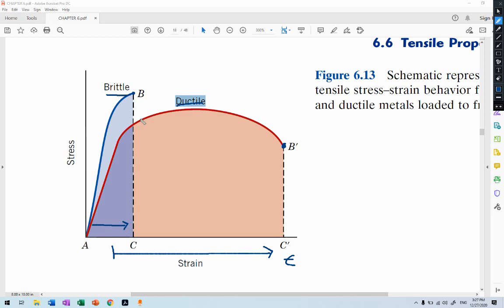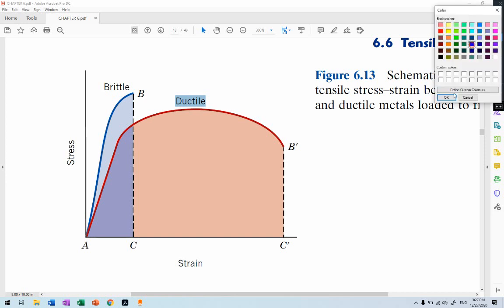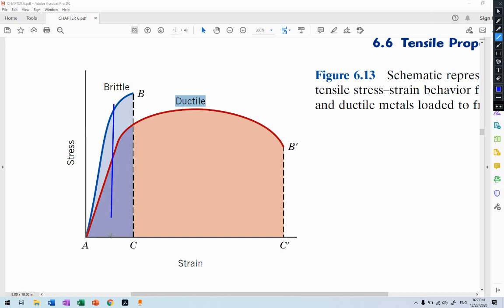Brittle materials don't have too much plastic deformation. They have it, but little. Why? Because a part of this deformation is elastic. For example, for the blue one, let's say the first half is elastic and the second part is plastic. We have plastic deformation, but little.